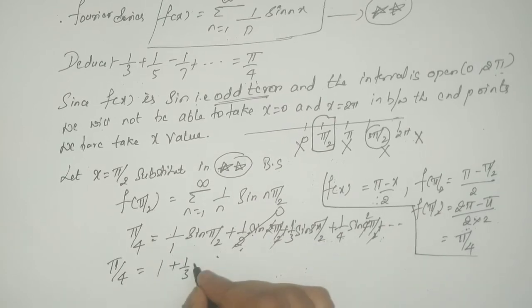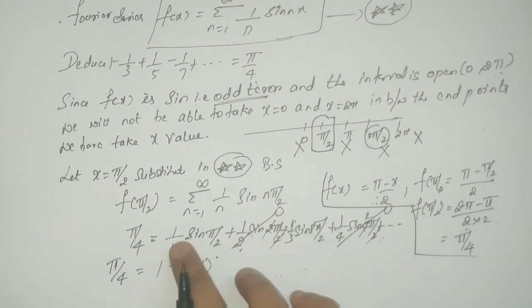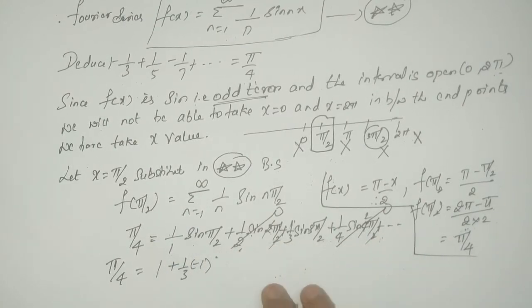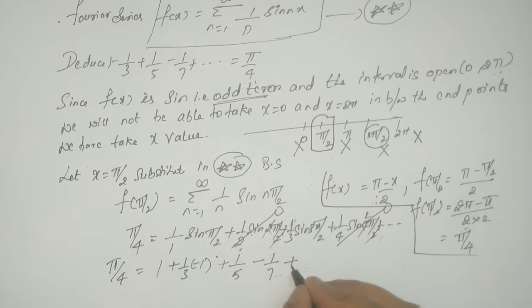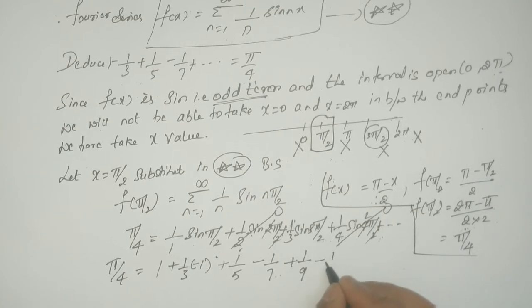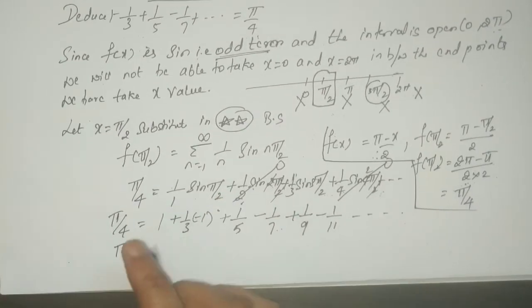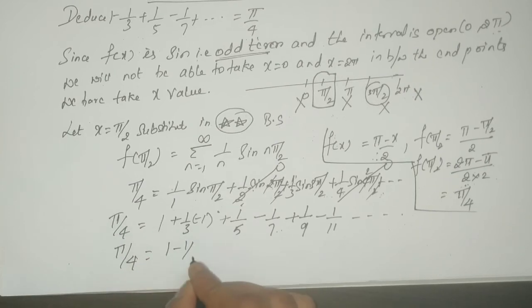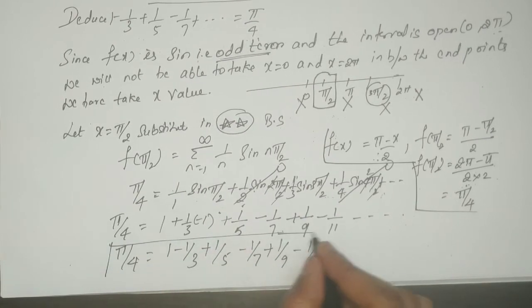Then 1 by 3, sine 3 pi by 2 is negative 1. And sine 2 pi will always be 0. So you can see all the odd terms of n exist and the even terms become 0. So the next will be plus 1 by 5, next term minus 1 by 7, plus 1 by 9, minus 1 by 11, and it keeps going on. So we have got the deduction: pi by 4 is equal to 1 minus 1 by 3 plus 1 by 5 minus 1 by 7 plus 1 by 9 minus 1 by 11.